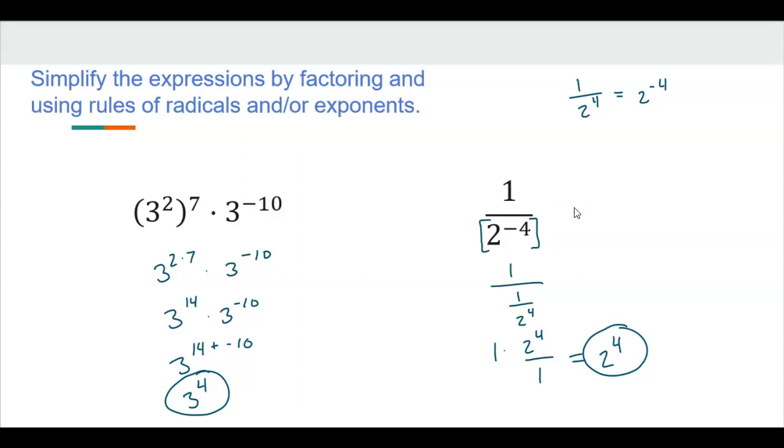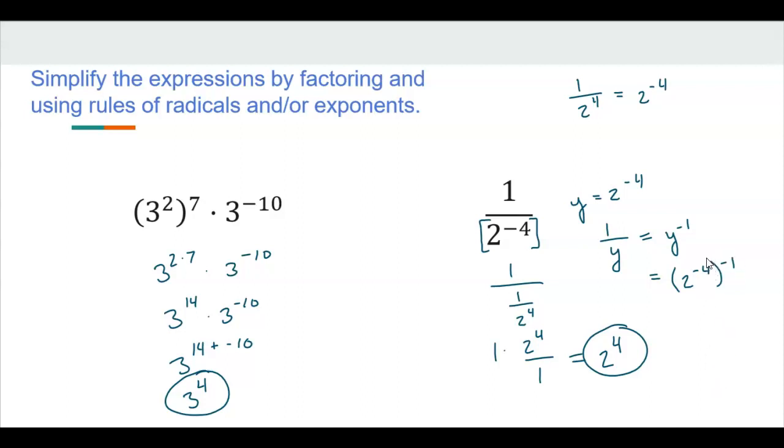Another way you could think of this is let's just put a variable in here. Let's say y is 2 to the negative 4th. So this would just be 1 over y, right? 1 over y. Using our negative exponent rule, that's just y to the negative 1. Now we can plug this back in for y. So 2 to the negative 4th, to the negative 1.